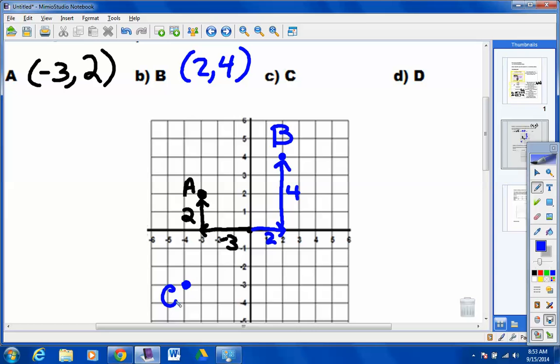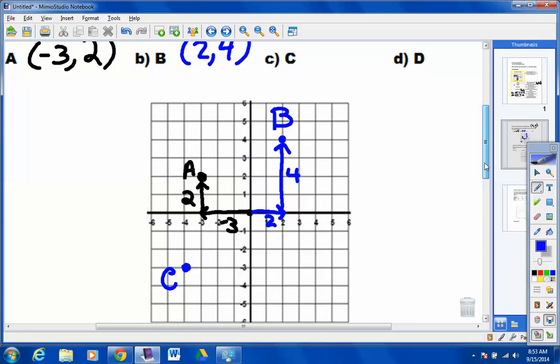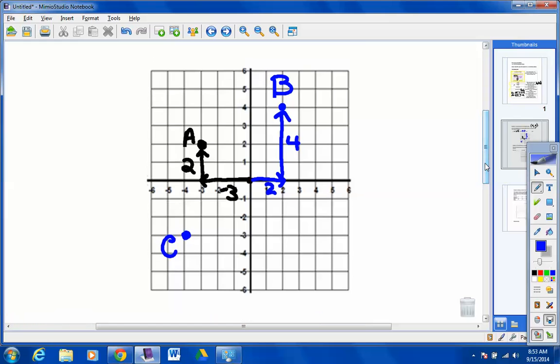And give me some room here. Whoops. I'm going to put D right here. You guys go ahead and take a second, plot those, and then what I'd like you to do is to come up with an ordered pair for those 2 points.